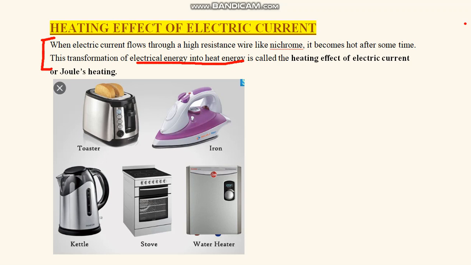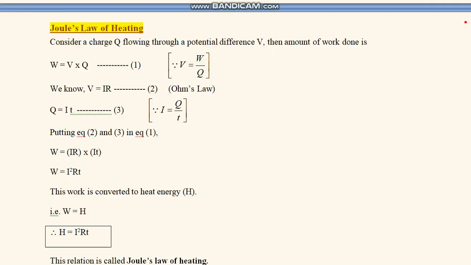Next, we will discuss about some factors on which this heat produced depends. This will fall under the topic Joule's law of heating. So before we come to the statement of Joule's law, let us derive it. To derive Joule's law of heating, we consider a charge Q which is flowing through a potential difference of V volt. So work done in this case will be equal to V into Q by the definition of potential difference.